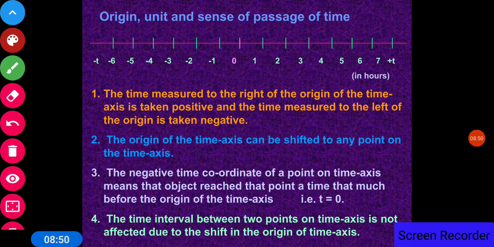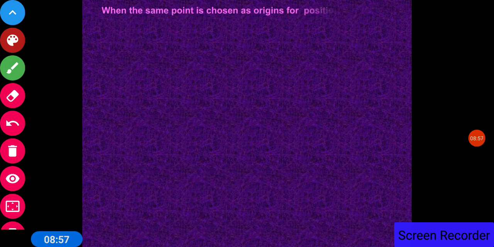The time interval between two points on the time axis is not affected by the shift in the origin of the time axis.